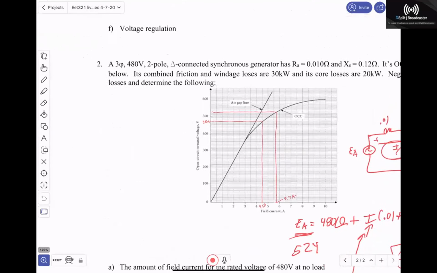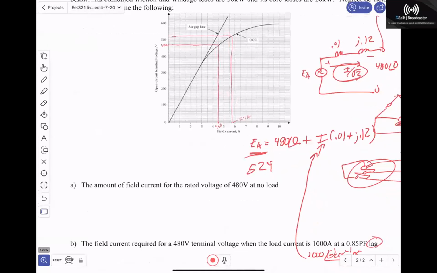Questions on that one? That one you needed to do 2 things, right? You needed to actually solve for the 500, we'll just call it 525 volts there. And then you could pull the field current from that. Questions?